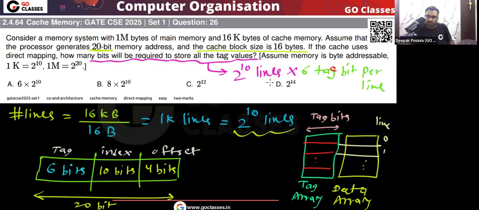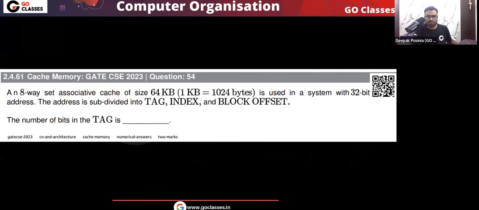So finally, what is the number of tag bits? That will be 6 into 2 power 10. This will be the total tag bits. In the cache memory, this is the total number of bits required to store all the tag values. So the answer will be 6 into 2 power 10. Option A is the answer. Very simple question.